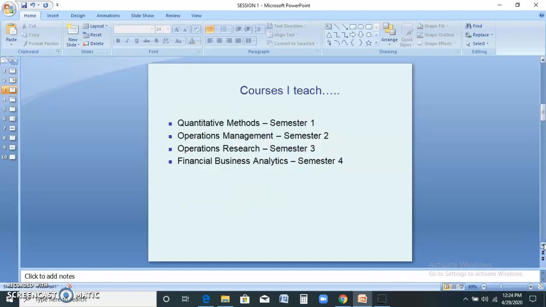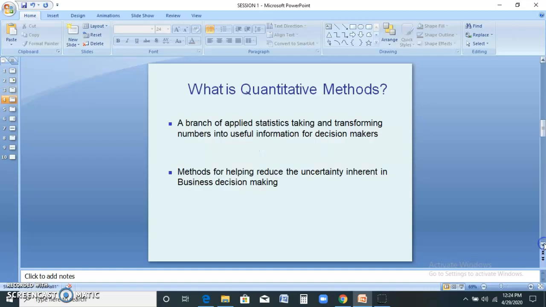I generally teach courses which have a heavy load of numbers. In semester 1, I generally take the course Quantitative Methods. In semester 2, I teach Operations Management. In semester 3, I teach Operations Research. And in semester 4, I teach Financial Business Analytics.